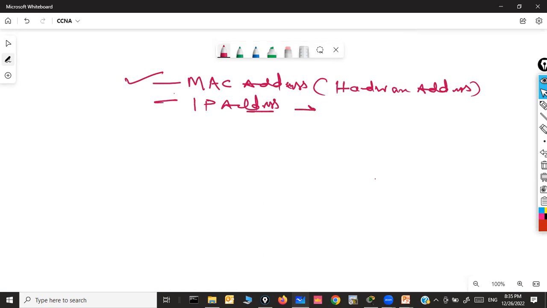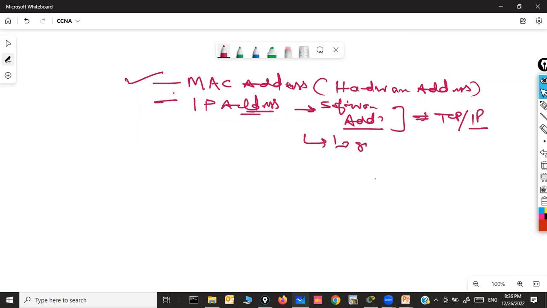And the IP address is basically not a hardware address, it is a software address, because the IP address is very much part of your TCP/IP protocol configuration. So the IP address is not a hardware address, it is a software address, or we can even use the term logical address. Okay.